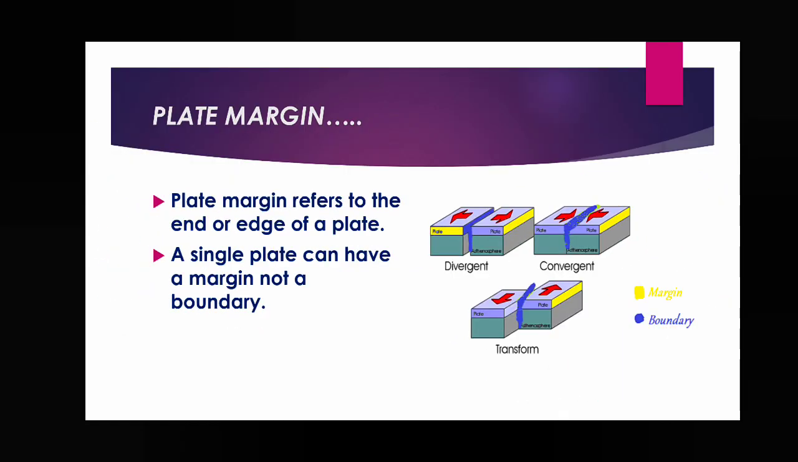So a plate margin refers to the end or edge of a plate. Here the yellow portion is the margin, and a single plate can have a margin, not a boundary, because to see a boundary we need two plates. Boundary means it is an area, a line along which two plates are moving side by side, away from each other, or towards each other. But plate margin means taking one single plate, the end or edge of the plate. So yellow is given for margin and blue for boundary. Here it is also written.